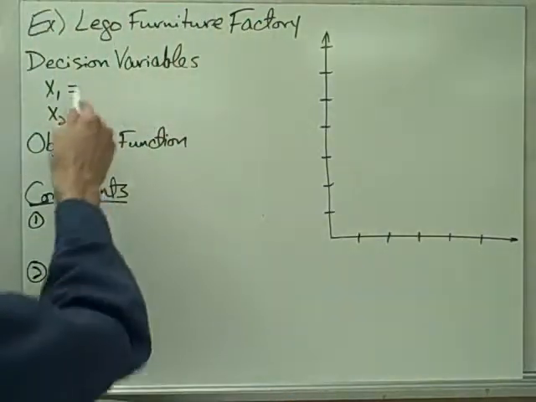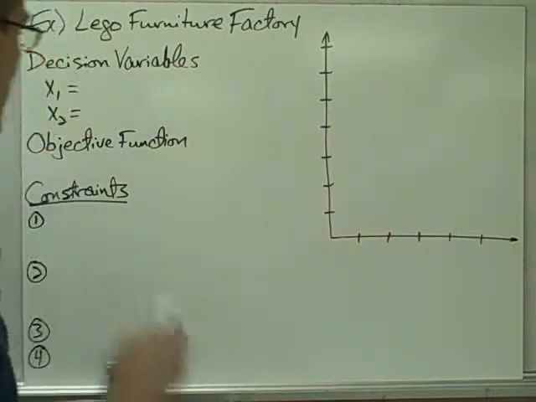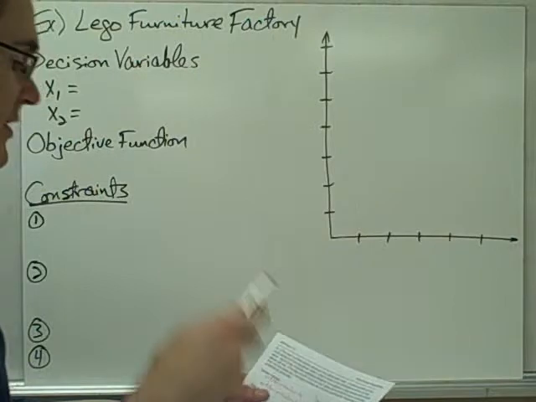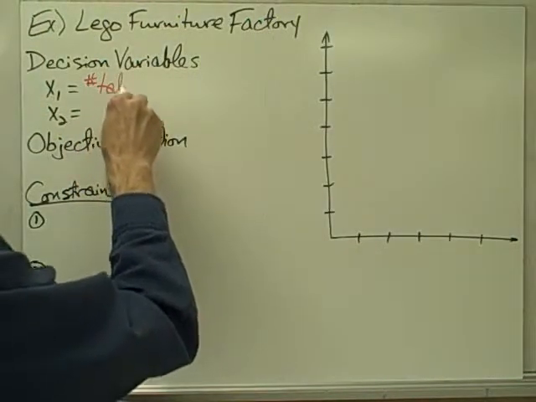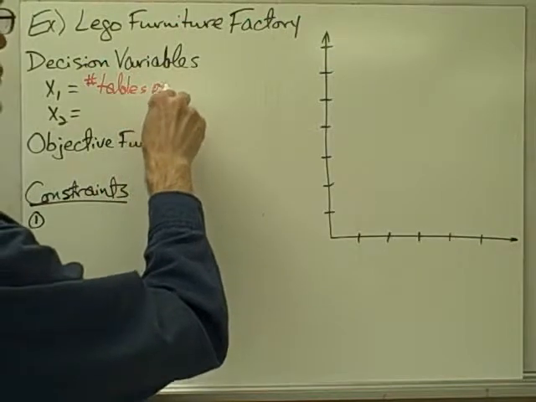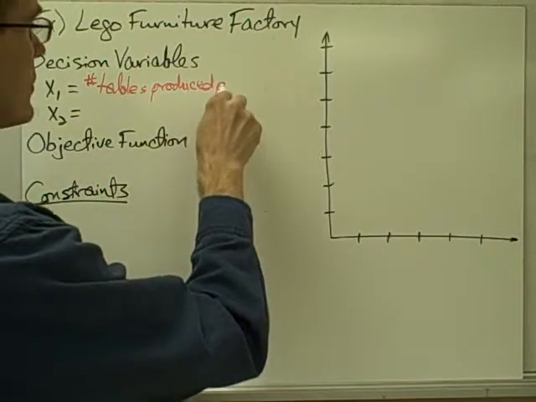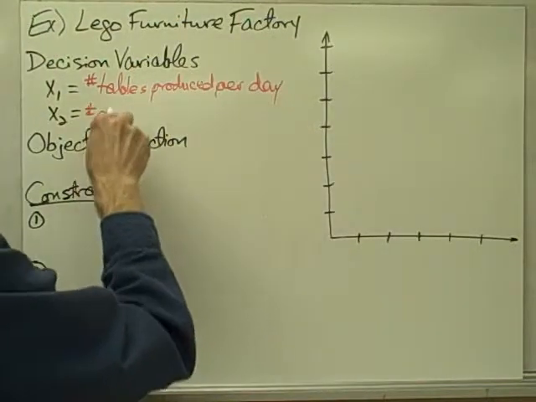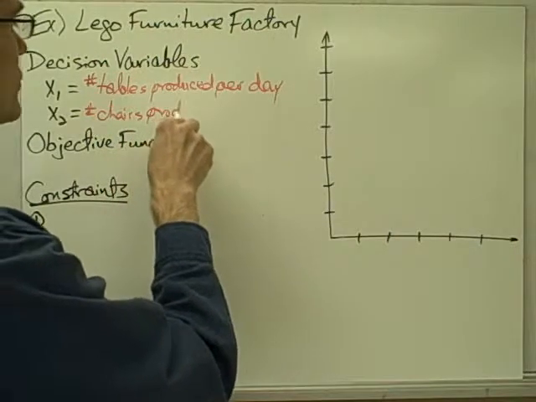Okay, so first thing we want to do is define what we're going to call our decision variables. And we're going to have 2 decision variables in this example. Our first decision variable is going to be the number of tables produced per day. And our second decision variable is going to be the number of chairs produced per day.